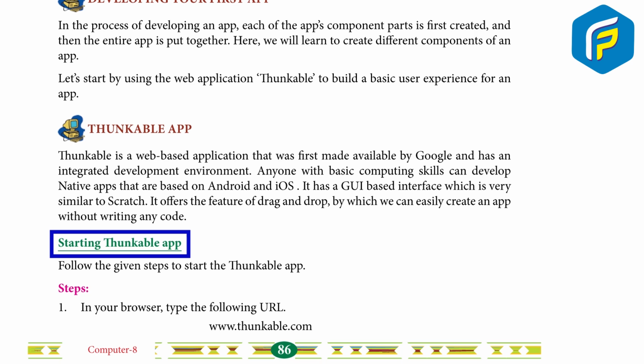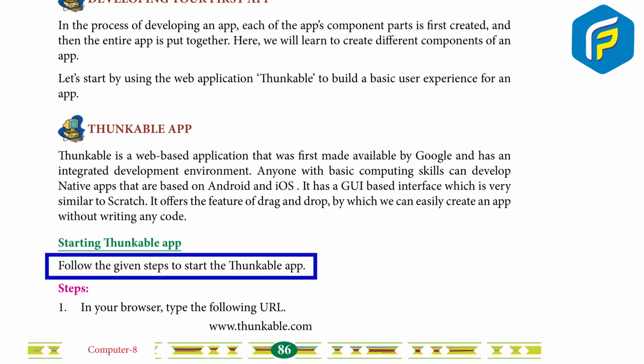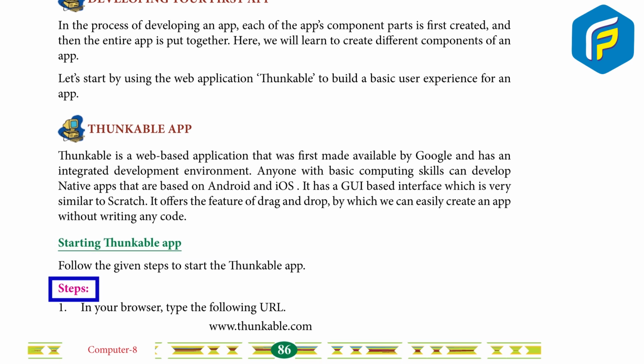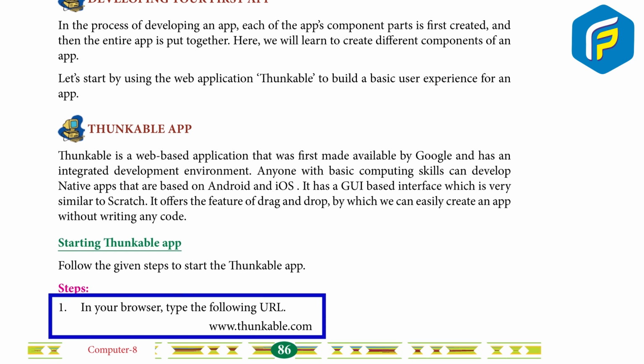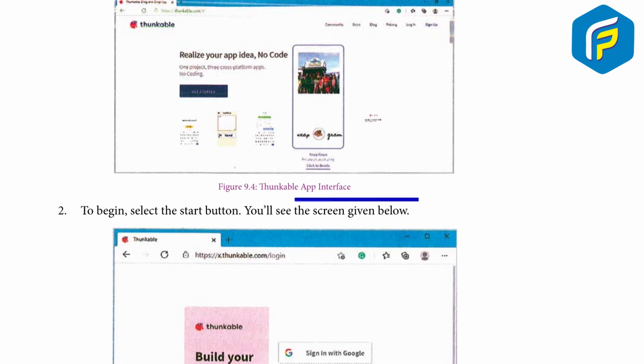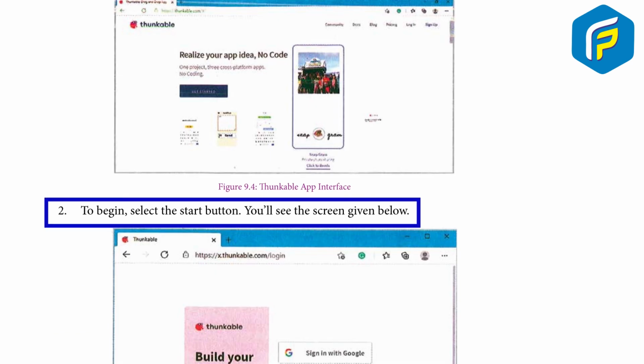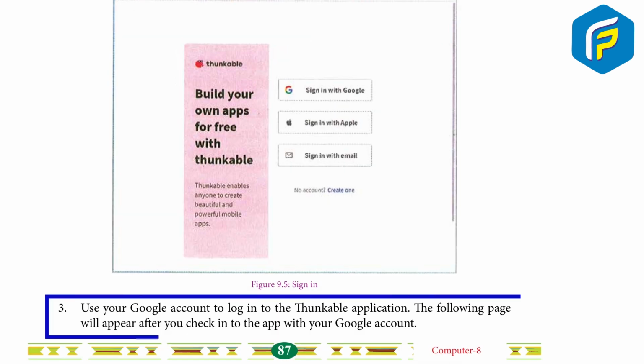Starting Thunkable app. Follow the given steps to start the Thunkable app. Steps 1. In your browser, type the following URL: www.thunkable.com. 2. To begin, select the Start button. You will see the screen given below. 3. Use your Google account to log into the Thunkable application. The following page will appear after you log into the app with your Google account.